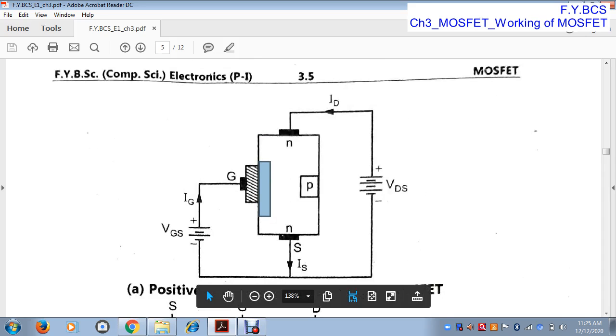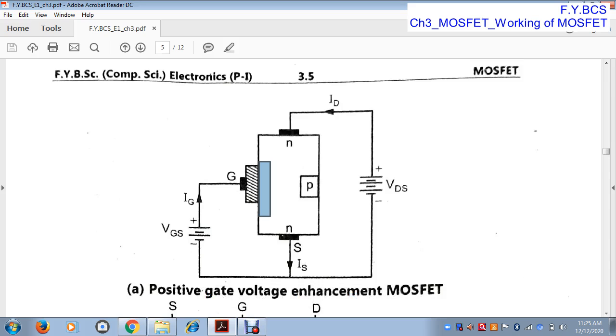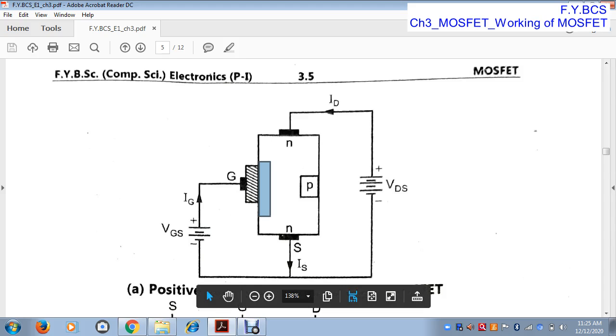The channel is formed between source and drain, and if we provide the VDS voltage and the channel is formed, then the current will flow from source to drain, and this current is called the drain current. But if the gate to source voltage is zero and we provide the VDS, there is no current.